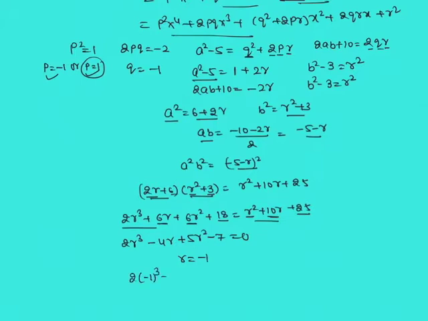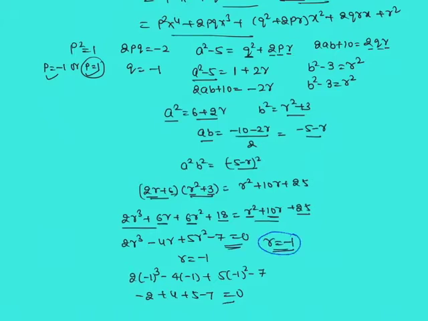Here if I put r value is minus 1, so we will get as 2 into minus 1 whole cube minus 4 into minus 1 plus 5 into minus 1 whole square minus 7. So if I simplify this one, we will get minus 2 plus 4 plus 5 minus 7. This will get as 0. So we can say this equation one root is minus 1.